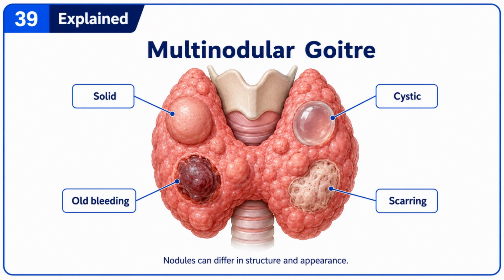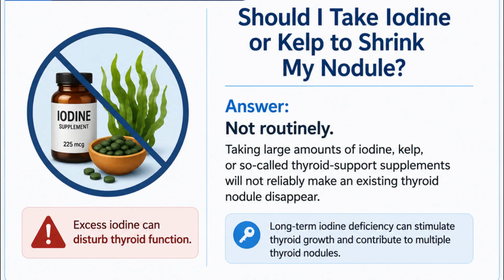Iodine deficiency is less common in places where iodized salt is widely available. However, it remains an important cause in some parts of the world. The key message is that long-term iodine deficiency can repeatedly stimulate thyroid growth and eventually contribute to multiple thyroid nodules. However, taking large amounts of iodine, kelp, or so-called thyroid support supplements will not reliably make an existing thyroid nodule disappear. Too much iodine may also disturb normal thyroid function.